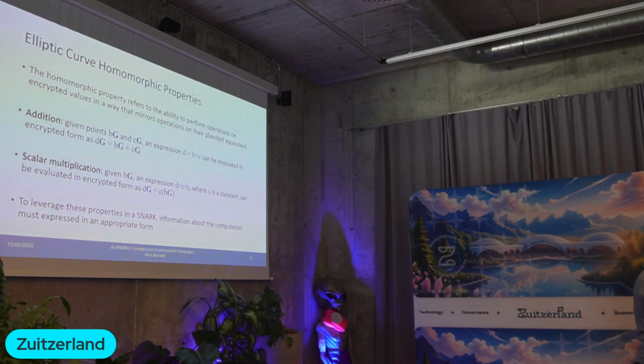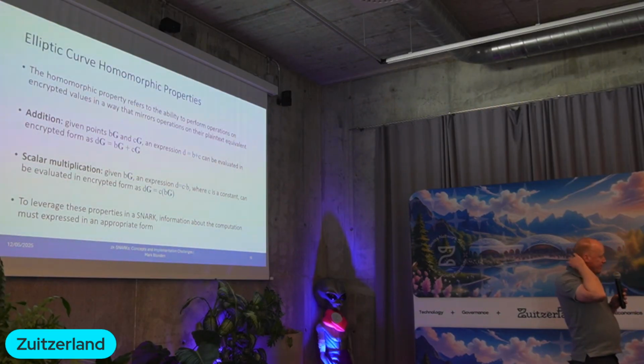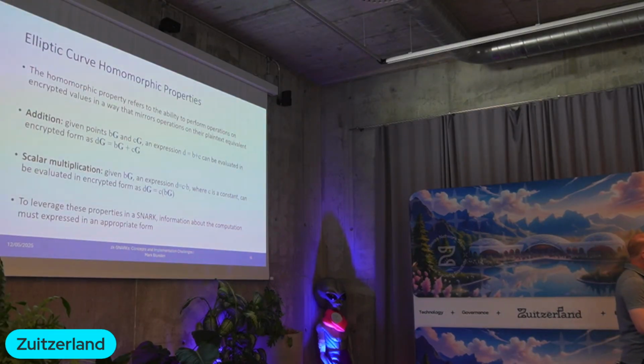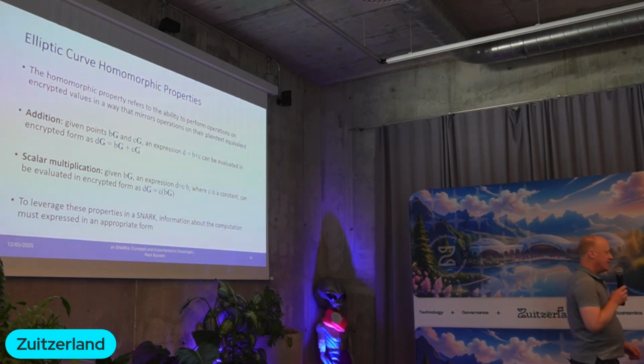So with addition, if you take the encrypted form of two values B and C, then we can compute the encrypted form of B plus C just by adding together, using this special type of point addition, the encrypted form of B and the encrypted form of C. And for scalar multiplication, if we're given an encrypted form of a value B, then we can compute the encrypted form of B times C by taking the encrypted form of B and doing a scalar multiplication with the value of C. So those are good properties.